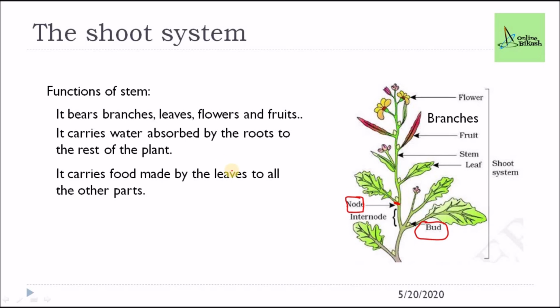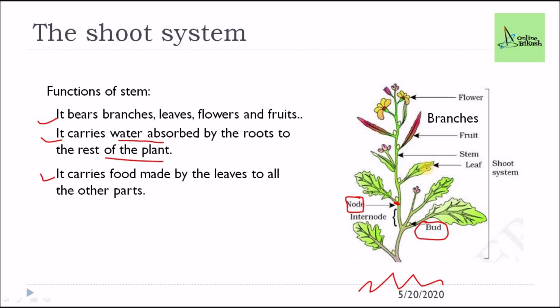Now functions of the stem. The basic functions: it bears branches, leaves, flowers and fruits. This is the primary function. It carries water absorbed by the roots to the rest of the plant. Actually the roots will absorb the water and give it to the stem, and the stem will carry it to the rest of the parts of the plant. And it carries food made by the leaves to all the other parts of the plant.